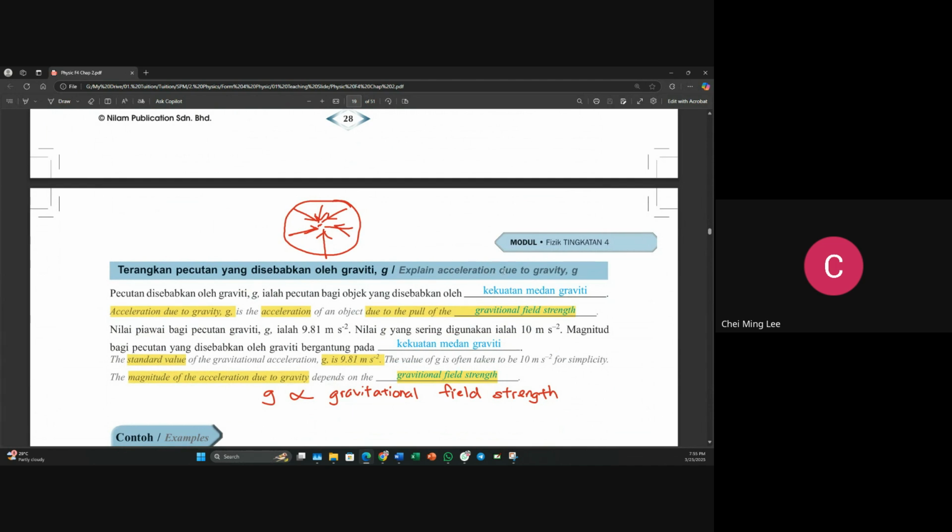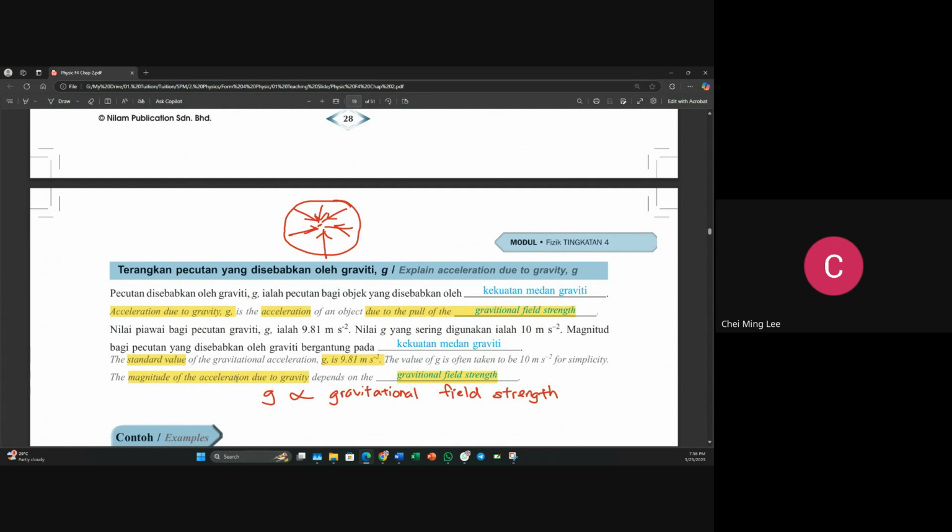When we try to explain the acceleration due to gravity. Acceleration due to gravity is the acceleration of an object due to the pull of gravitational field strength. The gravitational field strength comes from the core of our Earth. The standard value is 9.81 meter per second square. Sometimes we just put it as 10 for simplicity. Now, if your question didn't mention, g always equals 9.81, unless it mentioned that it's 10. If not, you have to use 9.81. Unlike your Form 1 to Form 3, use 10 if they didn't mention.